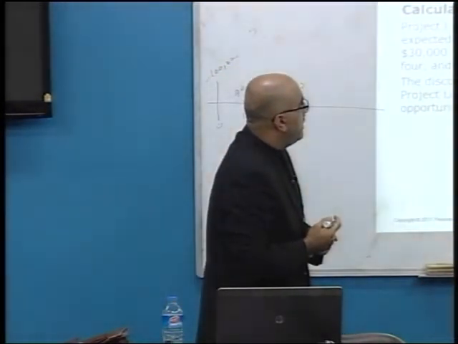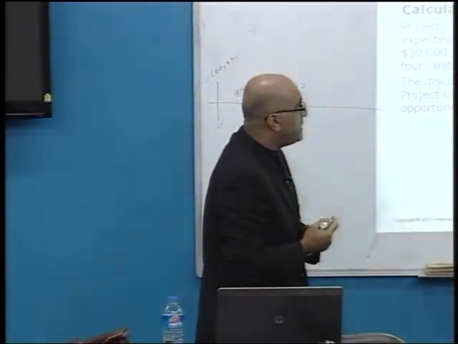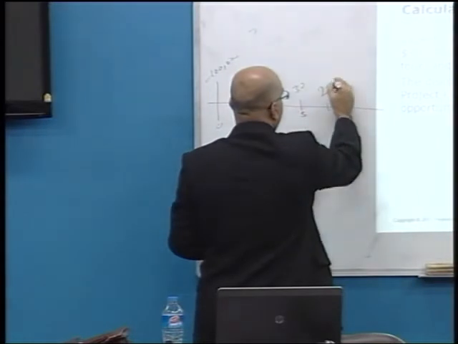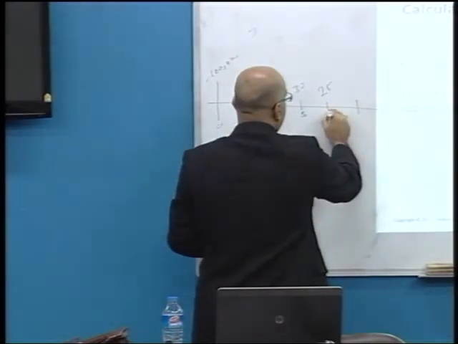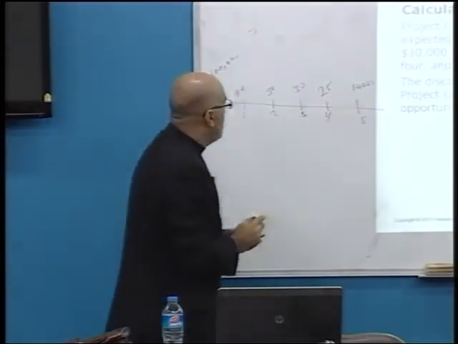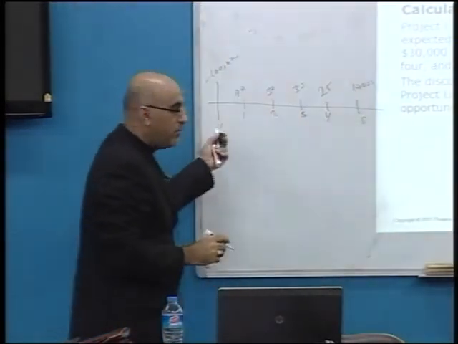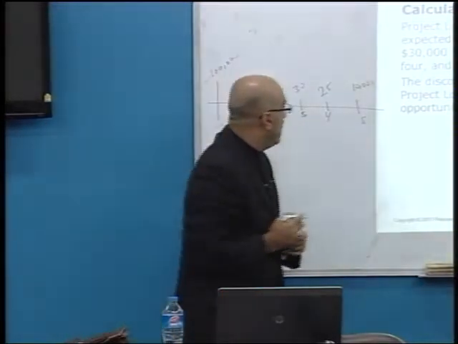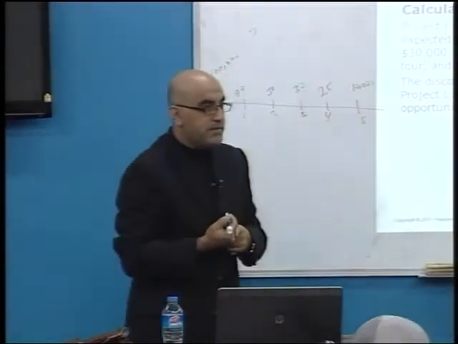Okay, and $25,000 in year 4. So $25,000, and in year 5 is $10,000. Fine. So we have 5 years. We have the initial investment in here. We have 70, 30, 30, 25, and 10,000.